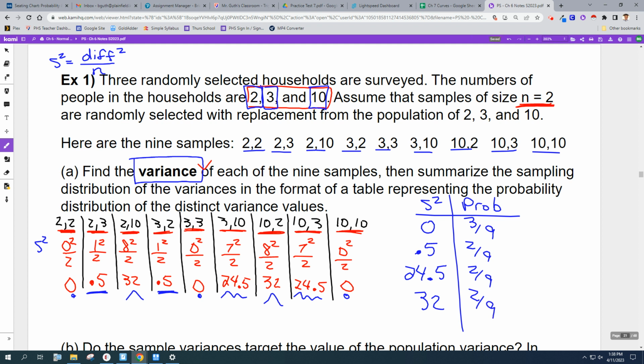Now, one way I will quickly check my answer here before I click submit, I look at the probability numbers and make sure they add up to 1. Or look at the numerator. 3 plus 2 plus 2 plus 2 is 9. That's going to be 9/9, so that's going to be 1. I think I got everything. I think I'm done with that. Okay. That is your table representing the probability distribution.